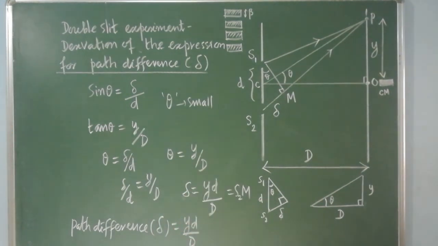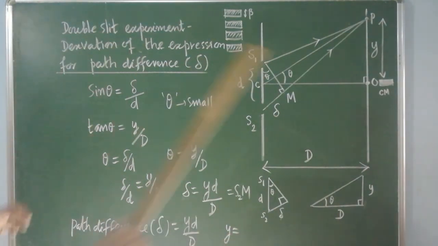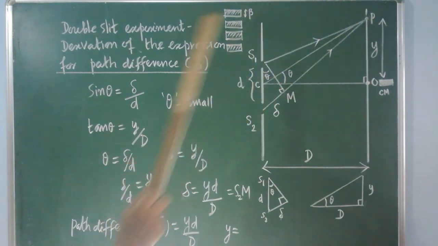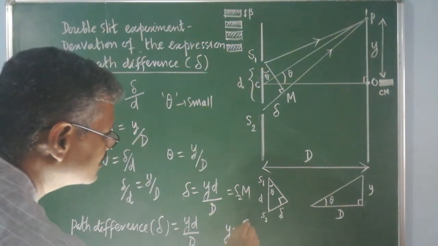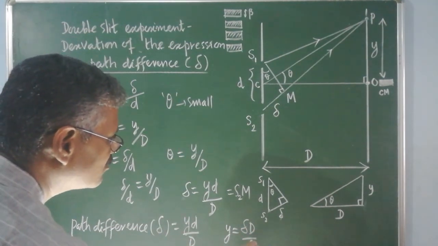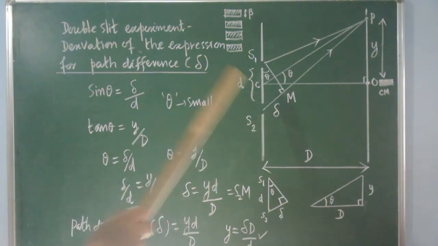Are you clear? From this expression we are able to get the expression for y also. What is y? Y is the distance between the central maxima and the point P, where we are going to find out the nature of the fringes. Y is equal to, cross multiplying, delta D divided by small d. So this is the expression to get the distance, and this is the expression to get the path difference. Okay.